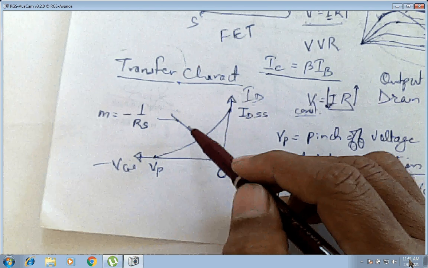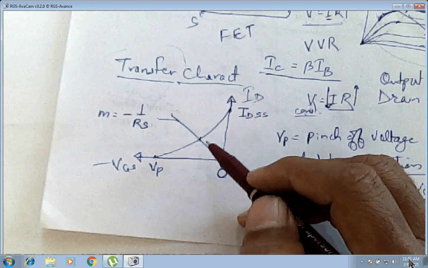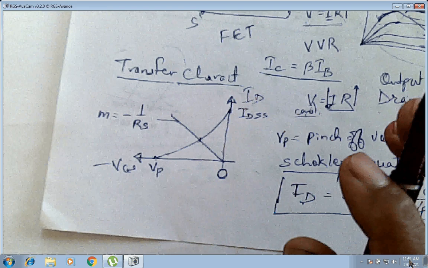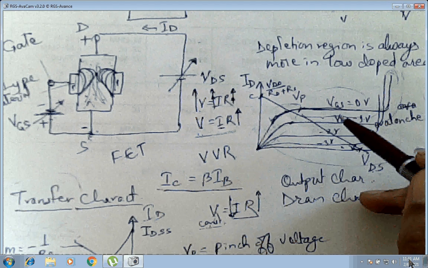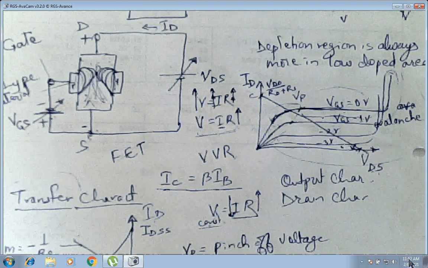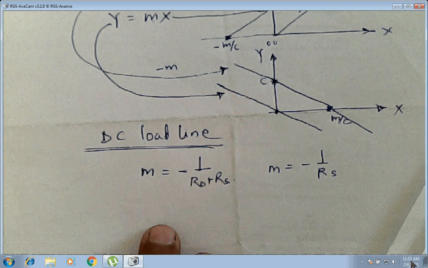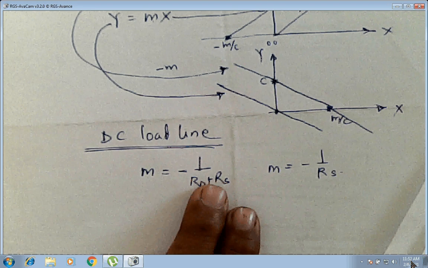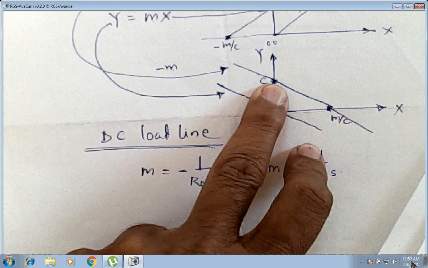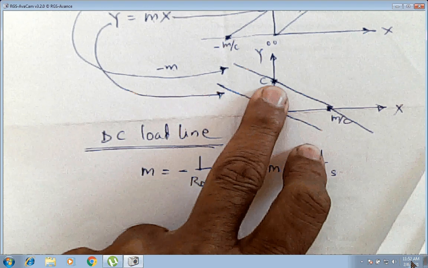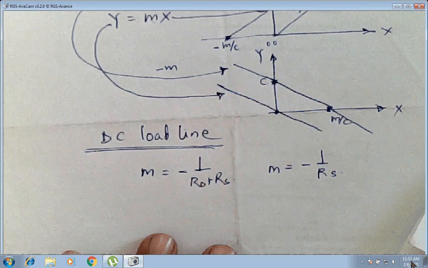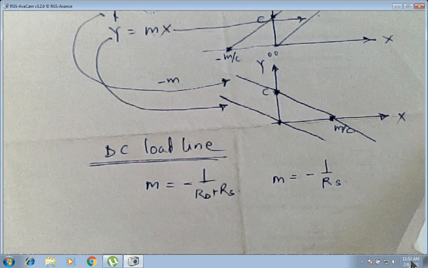If you fix your VDD, RD and RS, your Q point will be lying on this line only, whether here or here. So that is the concept of the DC load line, which has a slope and an intercept. So these 2 points are fixed. So what should we keep? The Q point, that is the operating point.